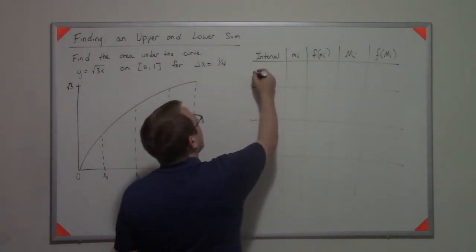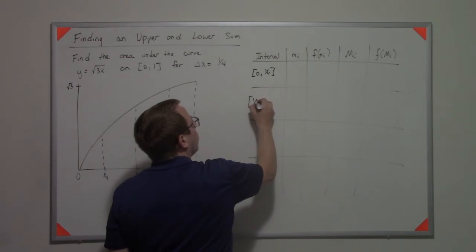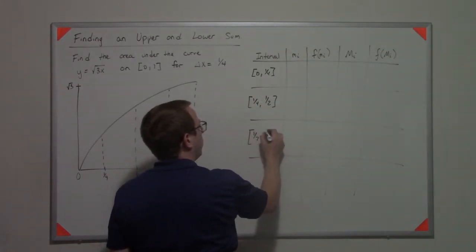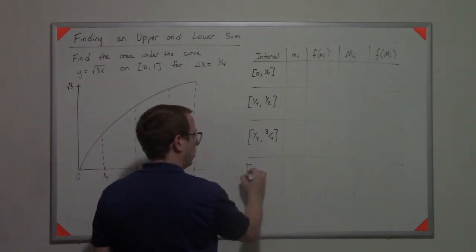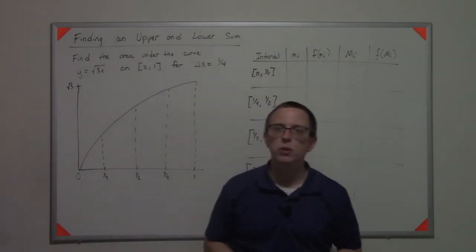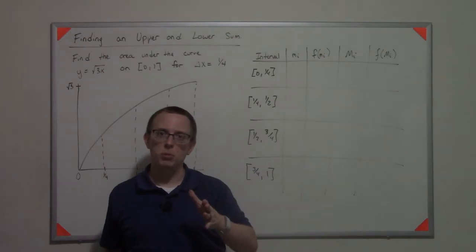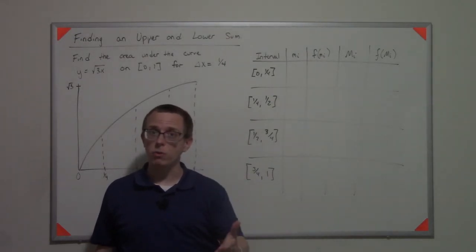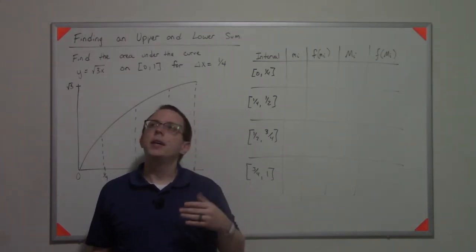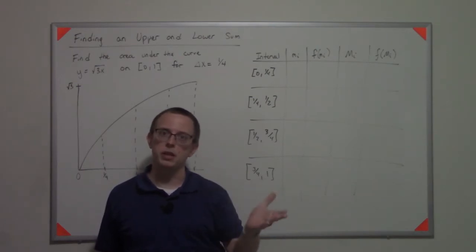We have 0, 1/4, 1/4, 1/2, 1/2, 3/4, and 3/4, 1. Now what we want to do is fill out where we think the minimum exists, what the value of that minimum is, and then where we think the maximum is, and the value of that maximum.